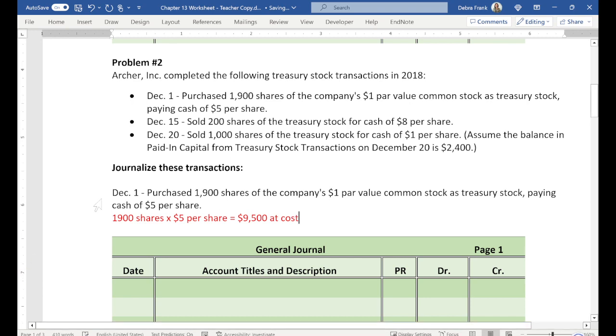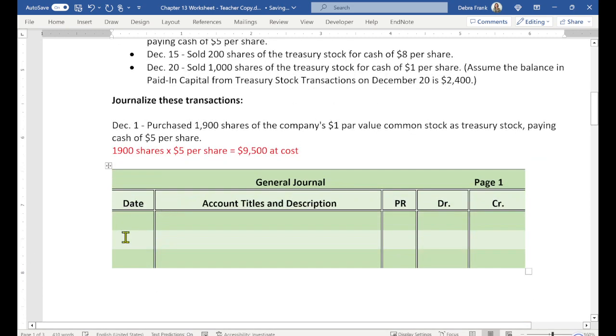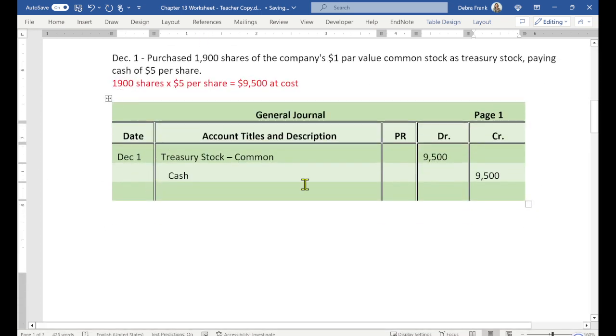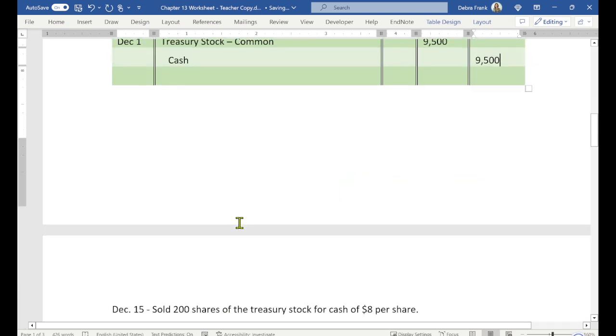Okay, that's the cost, as a reminder. All right, so let's scroll up a little bit and do our journal entry for December 1st. So we have treasury stock now. Why am I recording it first? Well, it has a normal balance of a debit. We just reviewed that. And it's a reduction to equity. Treasury stock is a contra equity account, and so it has a debit balance. And then we paid cash. There you go, recorded at cost. Not too bad.